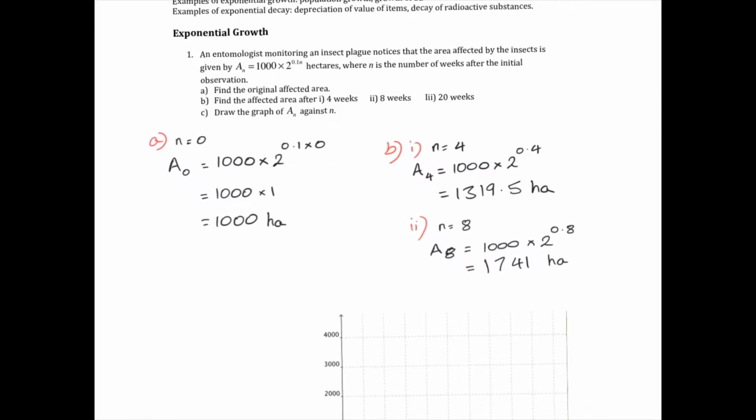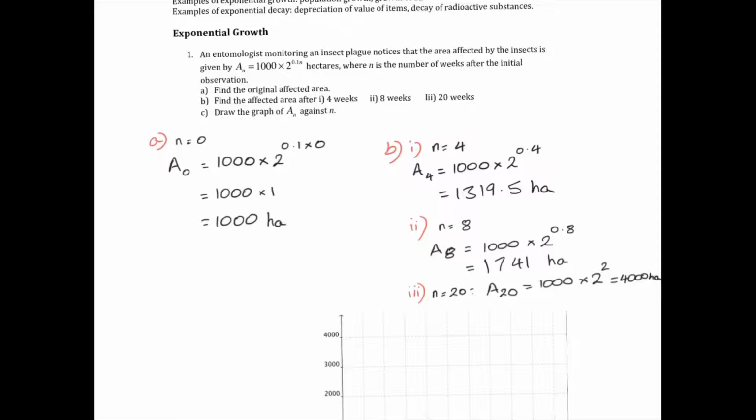And then finally, part 3. This is when n equals 20. So A(20) is 1,000 times 2 to the, now think about this, 0.1 times 20, that's just 2 to the 2. And 2 squared is 4, so it just becomes 4,000 hectares.